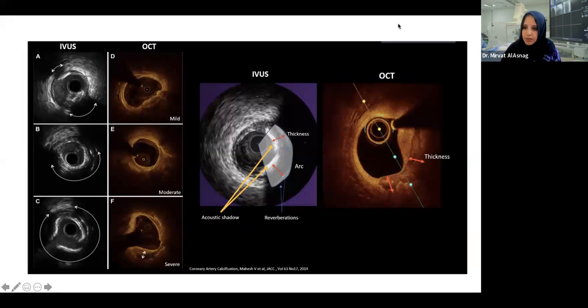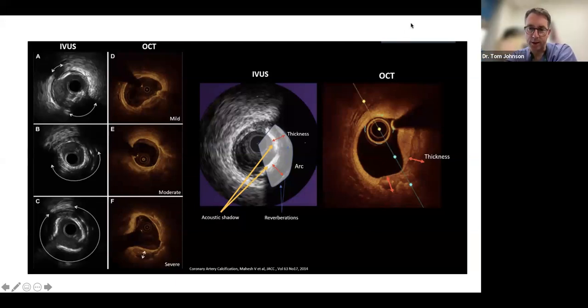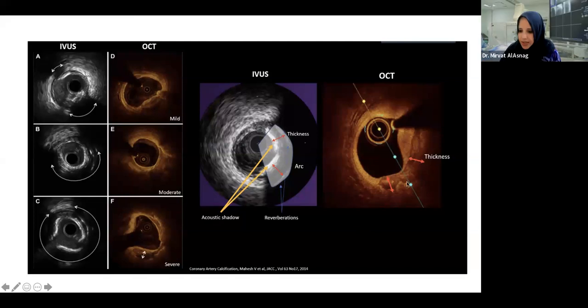Is there anyone from the attendees that knows what reverberations mean when you look at them on intravascular imaging? Okay, Adil Al-Gublan has got his hand up. Please go ahead, Adil.